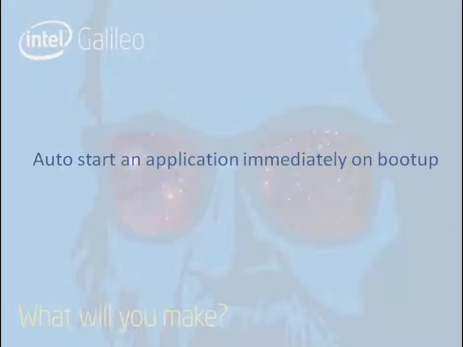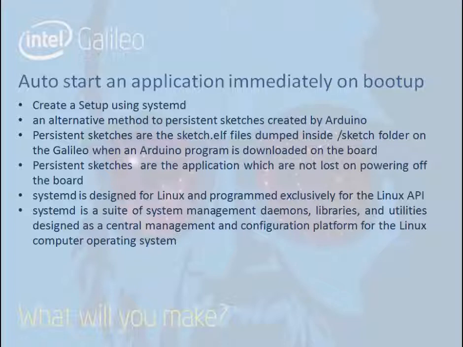In this part of the tutorial, we will create a setup using systemd, which will give same impression as sketch.elf. This is an alternative method to persistent sketches created by Arduino. Persistent sketches are the sketch.elf files dumped inside /sketch folder on the Galileo when an Arduino program is downloaded on the board. Persistent sketches, as the name suggests, are the applications which are not lost on powering off the board.